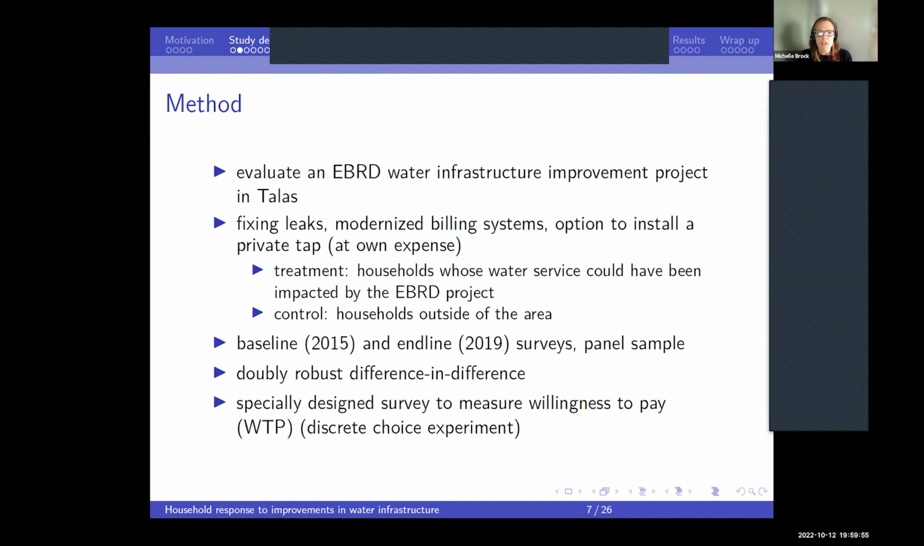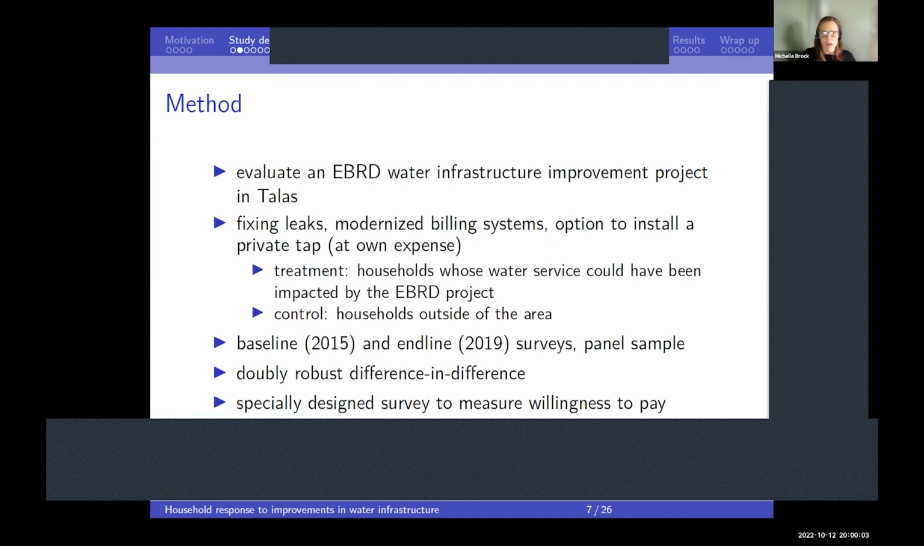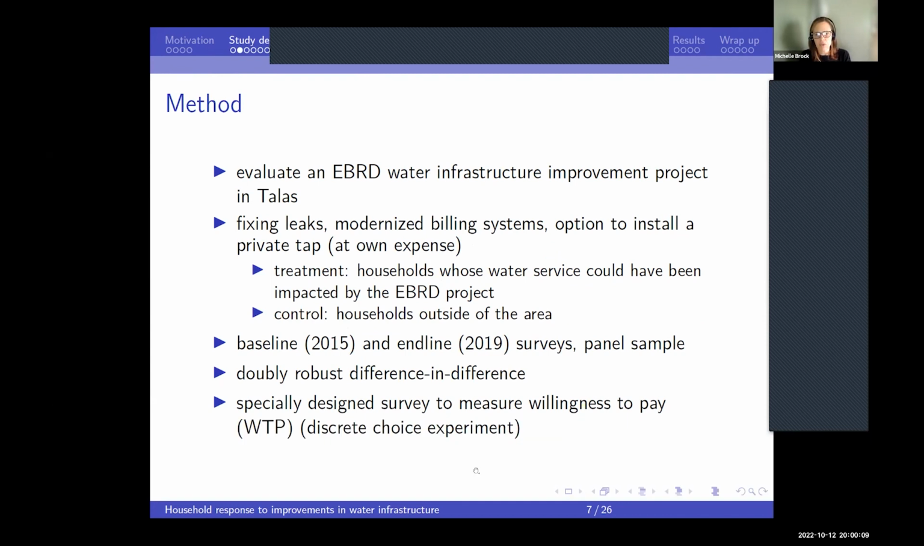To address these research questions, we take an evaluation approach of an EBRD water infrastructure improvement project that was done in Tillage between 2015 and 2019. So we wrote a survey that we implemented in each of those 2 years. So we have a baseline and endline survey with a panel sample. And we treat households that are within the zone that they could have been impacted by the project as treated, and then households outside of this area as the control.